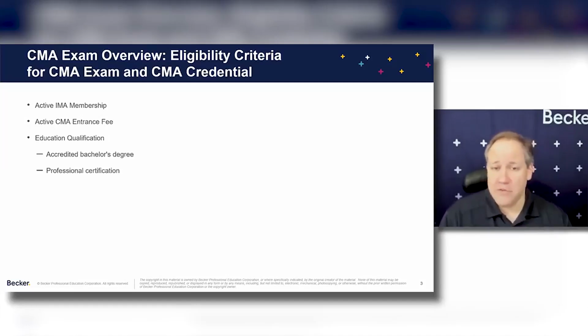And third, you have to have met an education qualification. There's 2 main ways to do that. One is you have to have obtained a bachelor's degree from an accredited institution, and/or you have obtained a relevant professional certification that can stand in the stead of such bachelor's degree. If you meet those, you can now call yourself a CMA candidate.